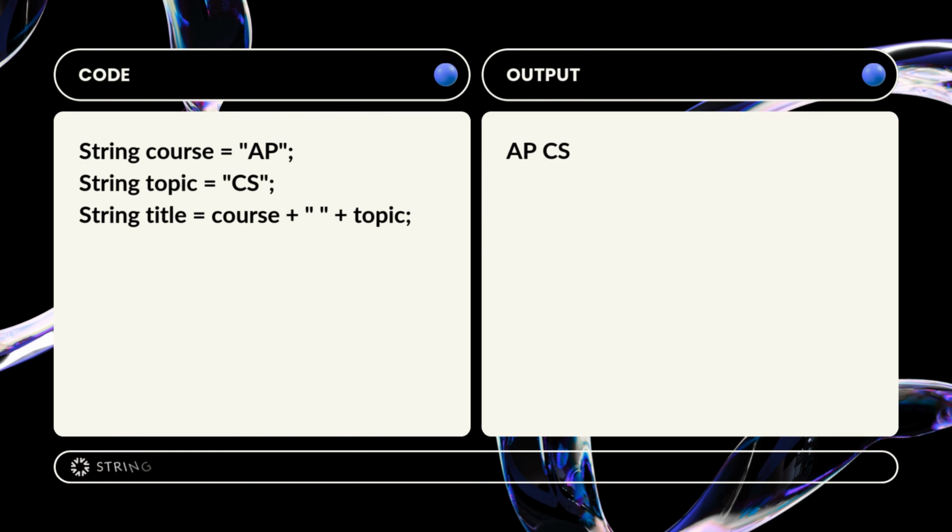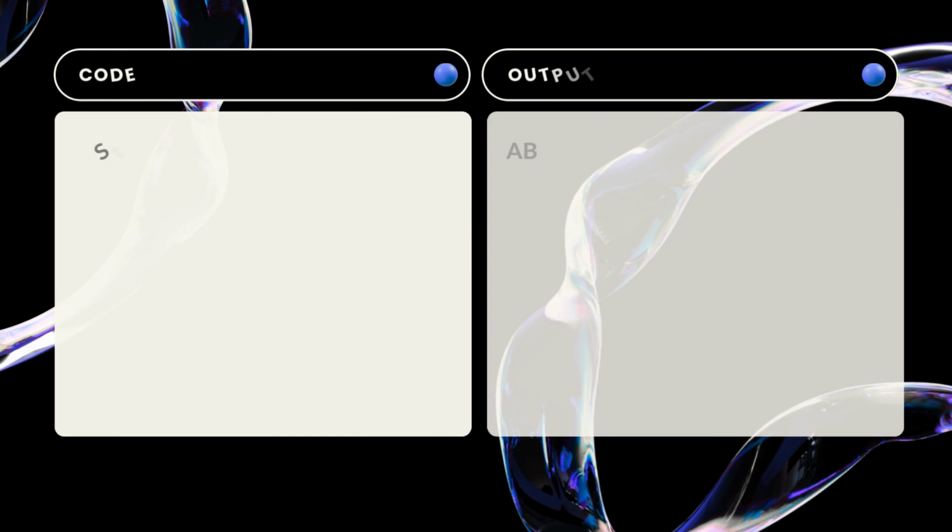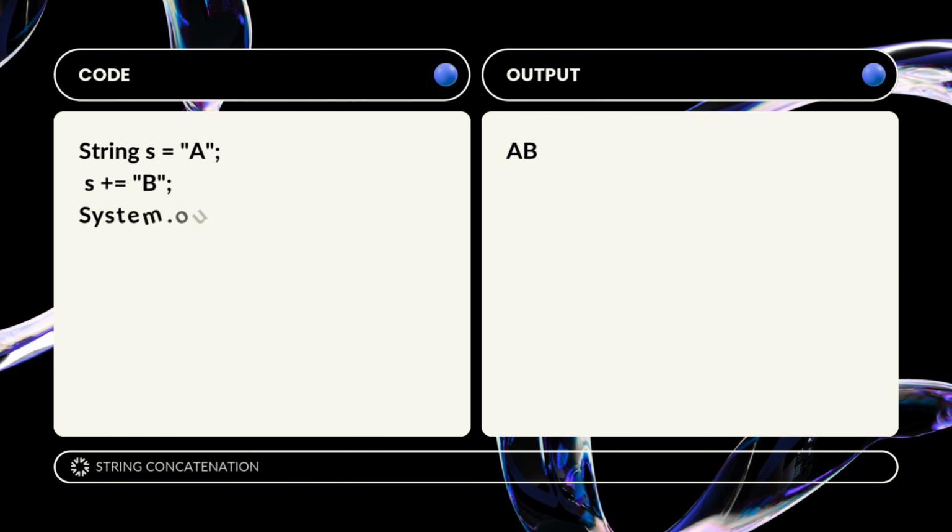In Java, the plus operator concatenates strings when at least one operand is a string. The result is a new string because strings are immutable. Plus equals is just syntactic sugar. Plus equals means take the old value, append, then reassign. It still creates a new string.